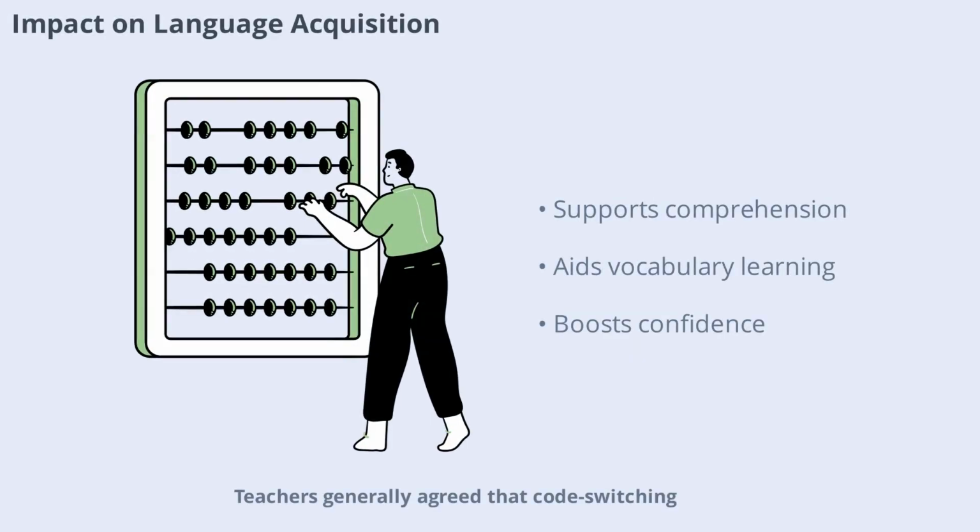Teachers generally agreed that code switching positively affects students' language acquisition, comprehension, and communication skills. Many found it easier for students to understand complex concepts and new vocabulary when code switching was used. Teachers also noted that code switching can scaffold learning, support the development of grammar skills, and boost students' confidence in using English. These findings suggest that, when used strategically, code switching can be a valuable tool for enhancing ESL instruction.